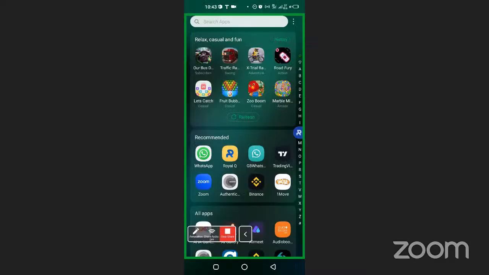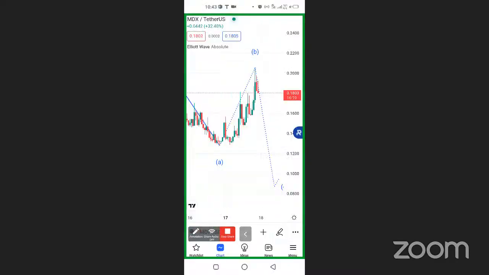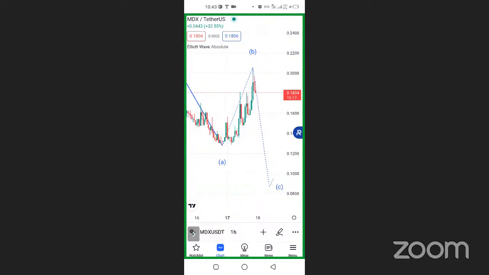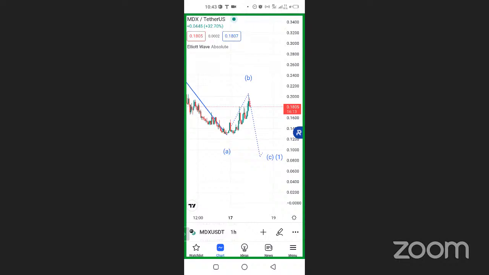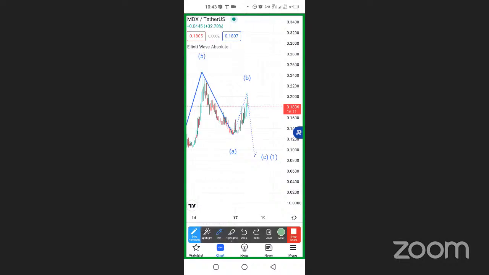Please read the corrective wave again. I didn't get that corrective. The corrective waves fill up the gaps of the motive. So the corrective is made up of 3 waves. This is A, this is B, and this is C. So A is bearish, B is bullish, and C is bearish.